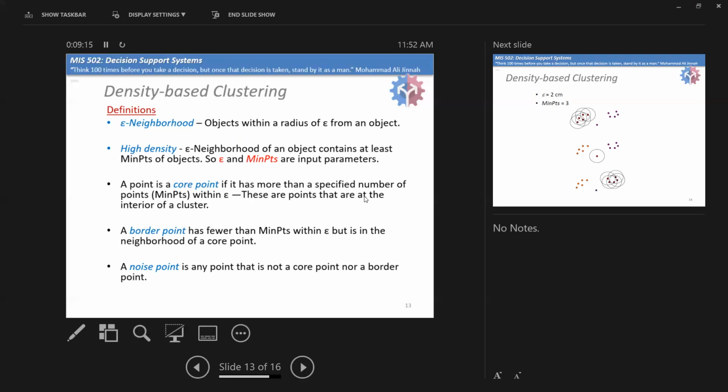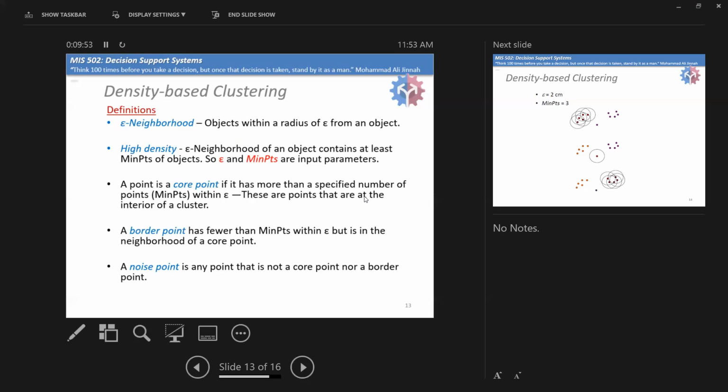Okay, and then there's something called the neighborhood, and the neighborhood is exactly what you understand. You live in a neighborhood, right? It's the area around your house. That's the neighborhood. So, objects within a radius of epsilon from an object. If this is a point, we'll draw a radius of size epsilon, we'll draw a circle. That becomes the epsilon neighborhood for that point. And who's standing here? What is this point?